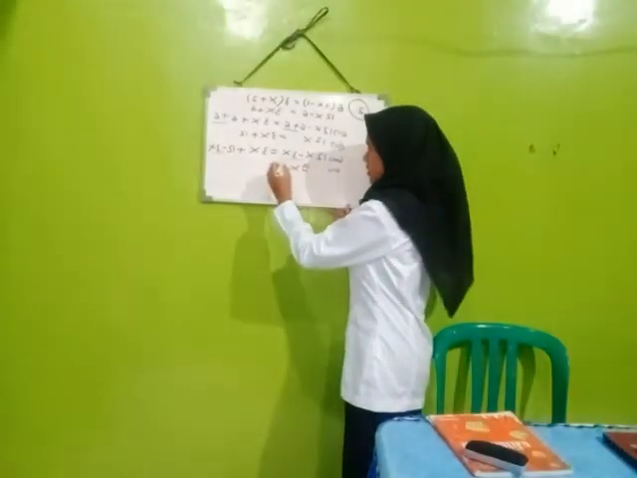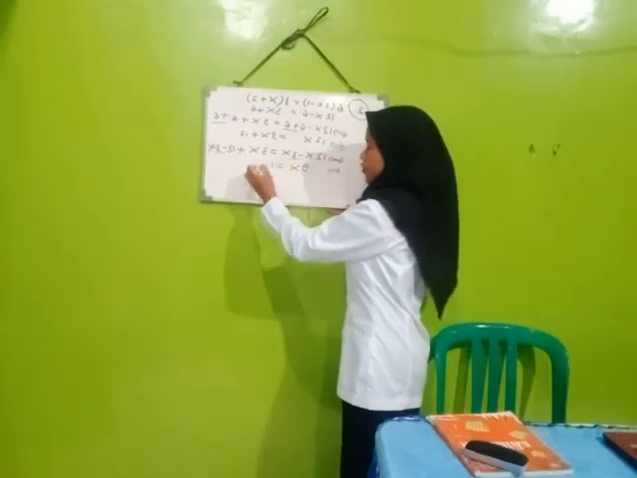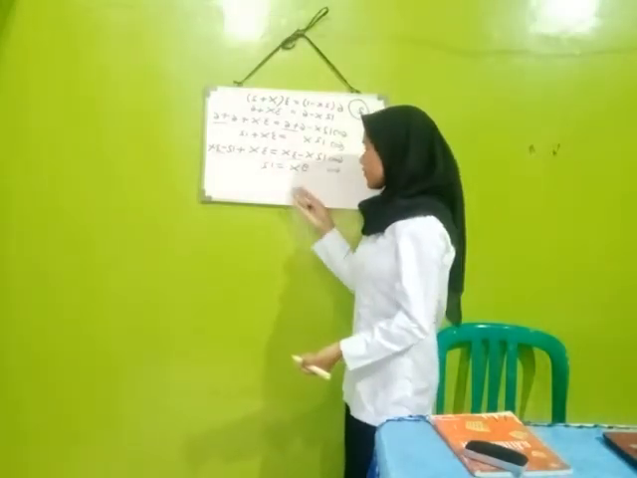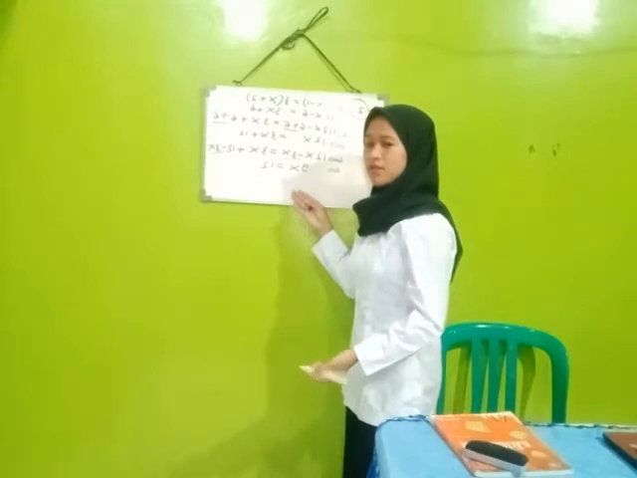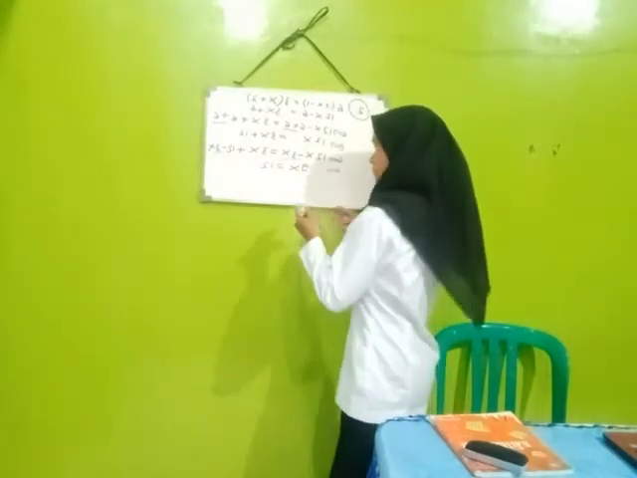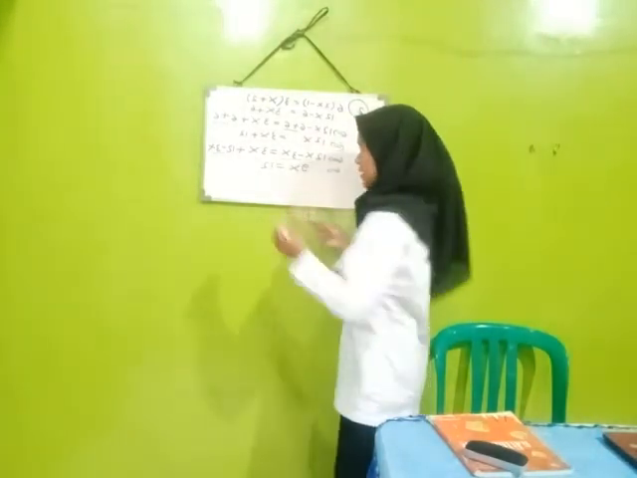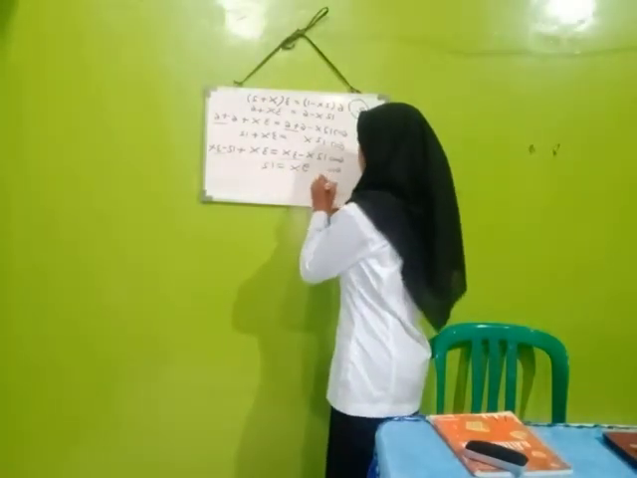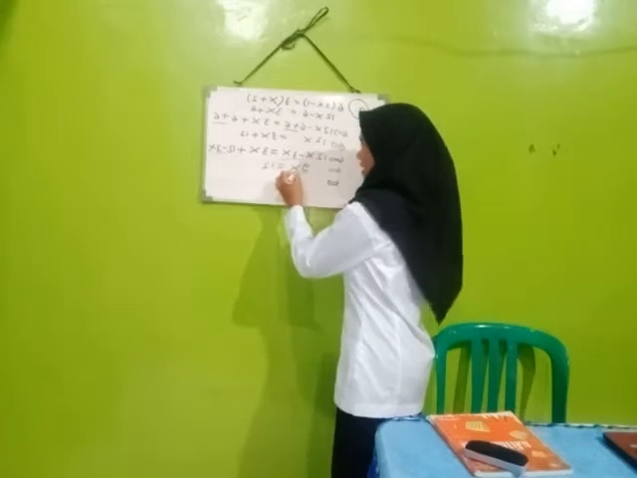9x equals 12. So what do we do after this? Enough, Ferry. Please be more. What should we do after this? Yeah, we divide this equation by 9.